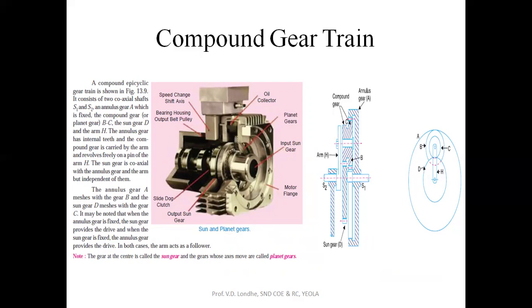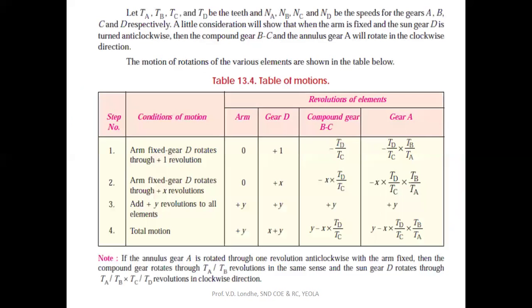Particularly in this case, the annular wheel gear A meshes with gear B, and sun gear D meshes with gear C. And here the annular wheel is fixed. So you have to find the speed of the output wheel. How are we going to do it? Here we are going to do the tabular analysis.